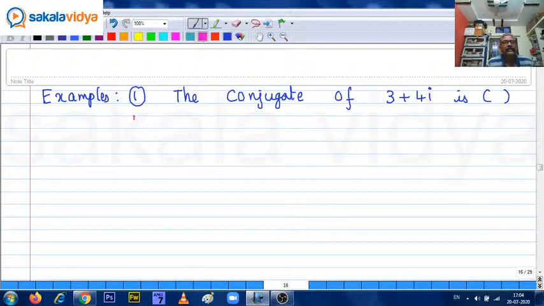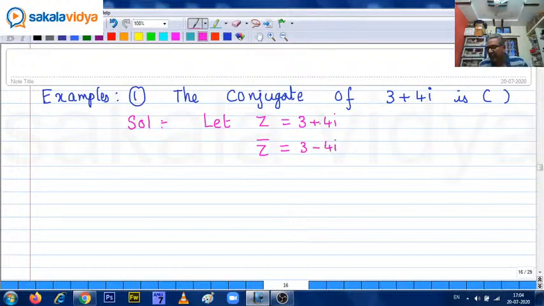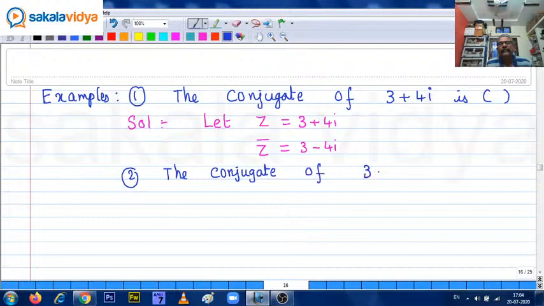Now this is my choice now. Let us say z is equal to 3 plus 4i, conjugate z bar. Just change the sign, that's all. Change the sign of the imaginary part only. So now I ask you one question now. The conjugate of 3 minus 5i is?